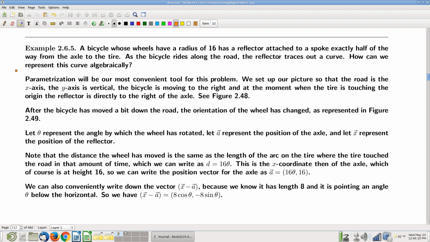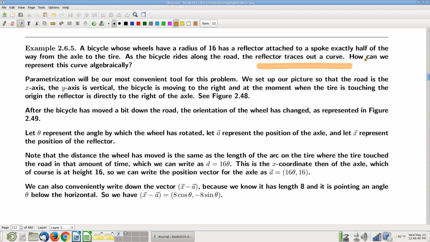So here's a question. I've got a bicycle, and the wheels have radius 16. I made that up. I don't know how realistic that is. And there was a reflector attached to one of the spokes, exactly half of the way between the tire, where the rubber meets the road, and the axle. So it's kind of halfway from the center to the circumference.